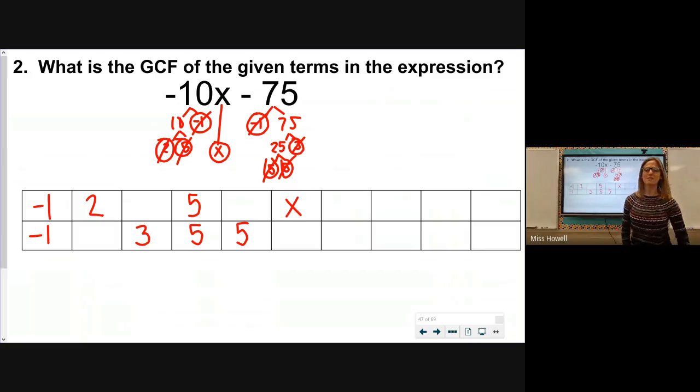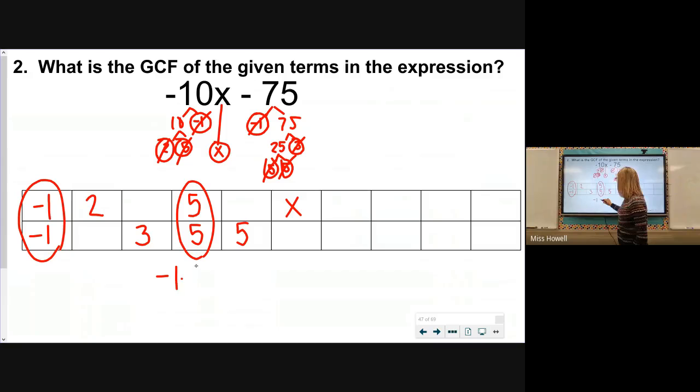GCF says now that we have our things lined up, any column that is completely full, we multiply to get our GCF. So this column is full, and this column is full. We multiply those, and we'll end up with our greatest common factor of negative 5.